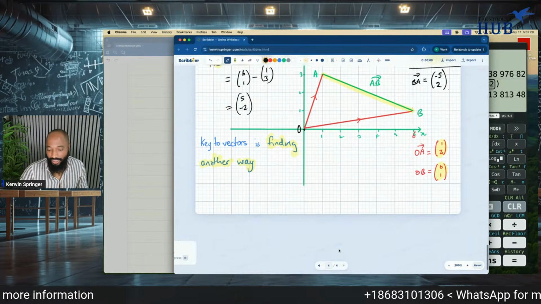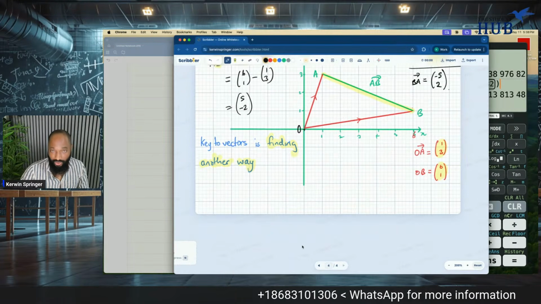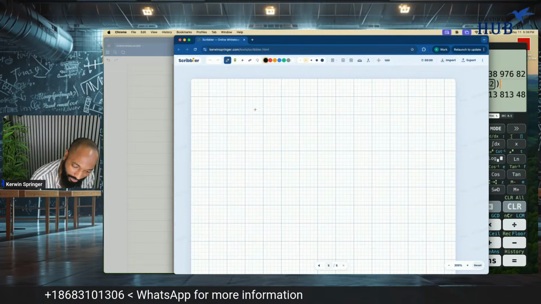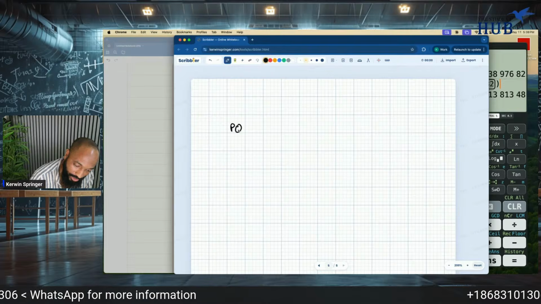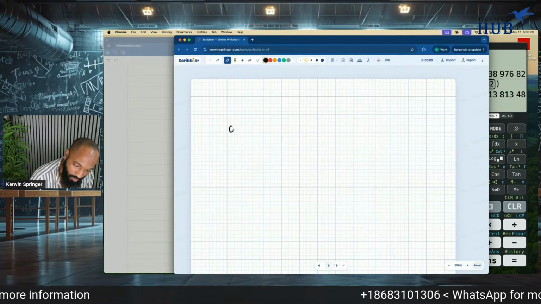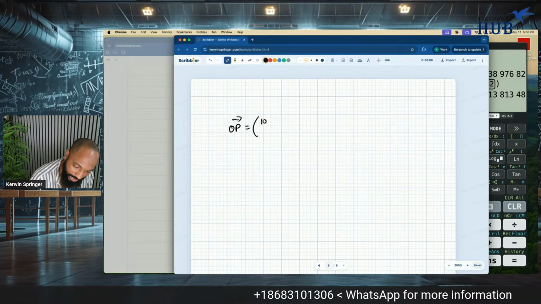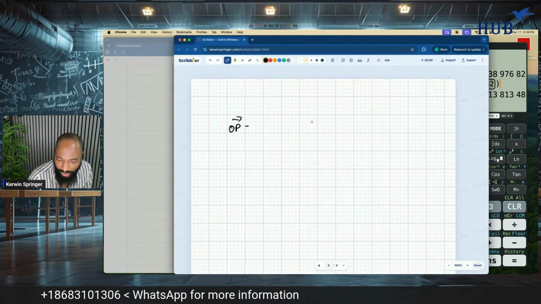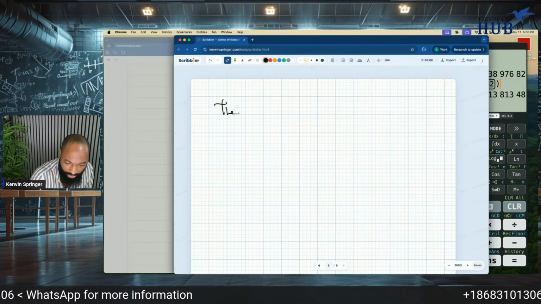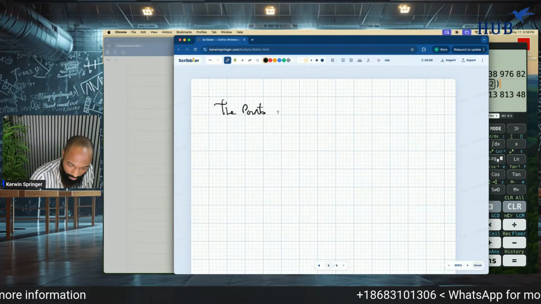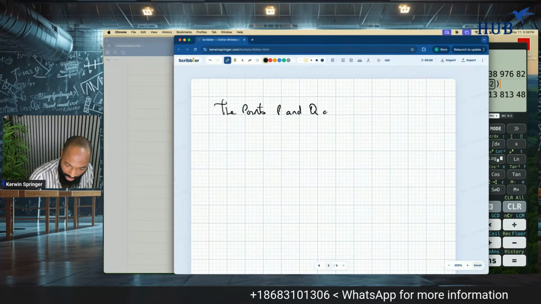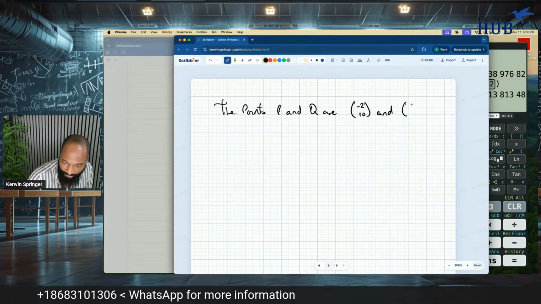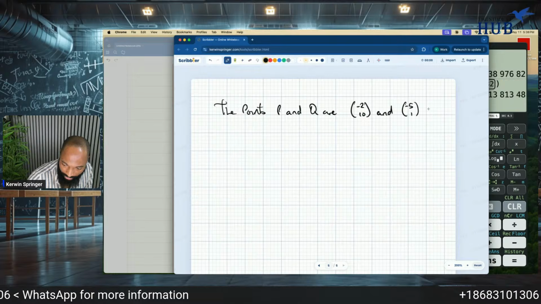You all want to try a question with the triangle law? Let's try a question with the triangle law, because this might be coming for your exams. Let's say the vector PQ, OP is equal to 10, negative 3. And actually, let me give you a full question. The points P and Q are negative 2, 10, and 5, negative 5, 1 respectively.